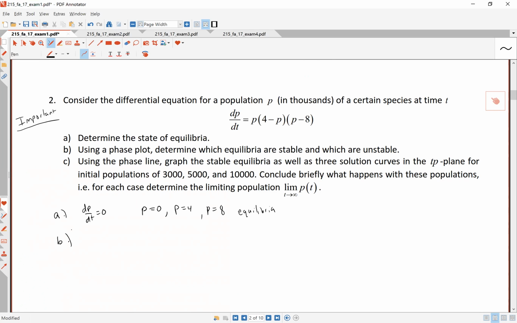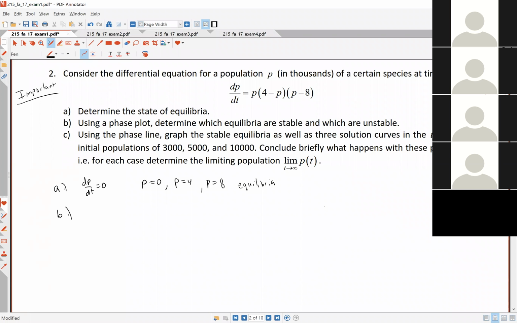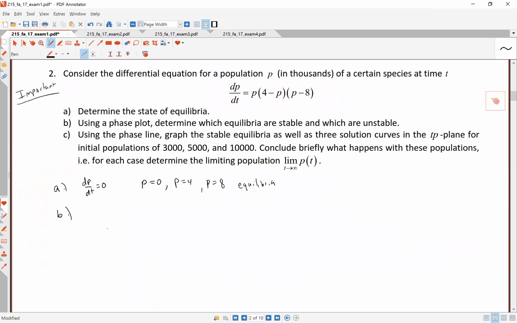Letter B, using a phase plot, determine which equilibria are stable and which are unstable. And so for that, a phase plot is a graph of P prime versus P. It's a cubic whose leading term is negative, so it starts negative, and then at 8 it goes positive, at 4 it goes back to negative, and at 0 it goes back to positive.